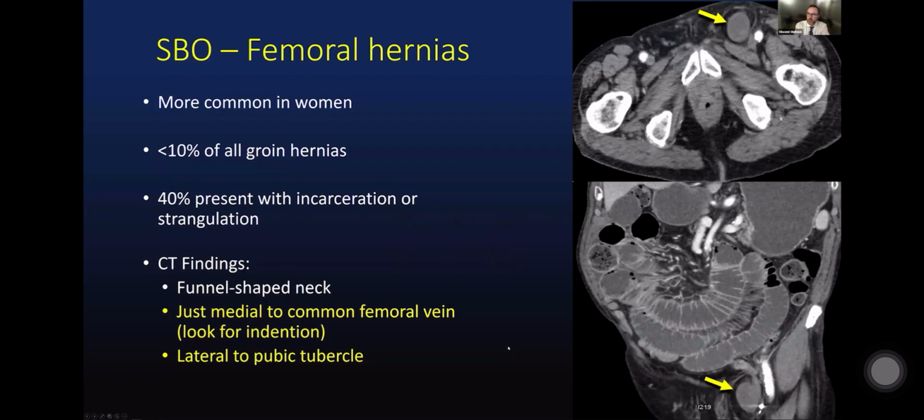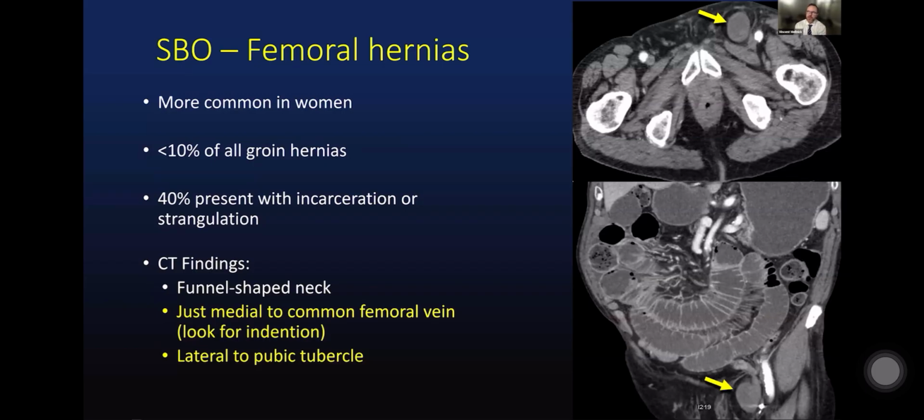These, of course, are more common in women, but less than 10% of all groin hernias. They are thought to be more commonly associated with incarceration or strangulation. It's important to know that hernias, not just femoral hernias, but all abdominal wall hernias, tend to be intermittent. They tend to develop adhesions at the site of the hernia neck, and sometimes that's the underlying cause for the obstruction. So, yes, the surgeon will go in and repair a hernia, but they also often have to do a lysis of adhesions to eliminate the underlying obstruction completely.